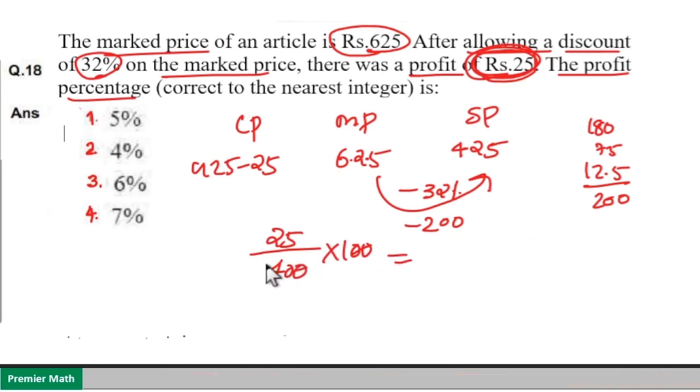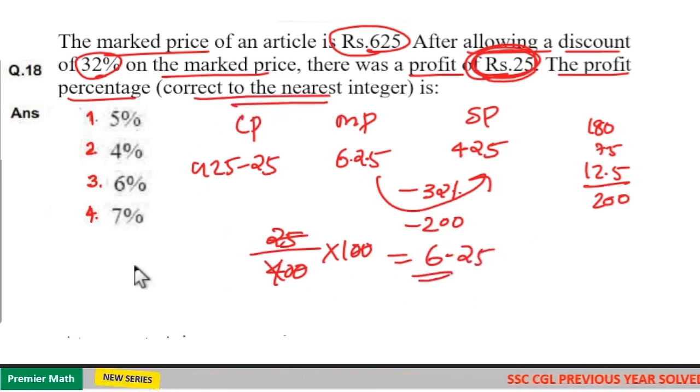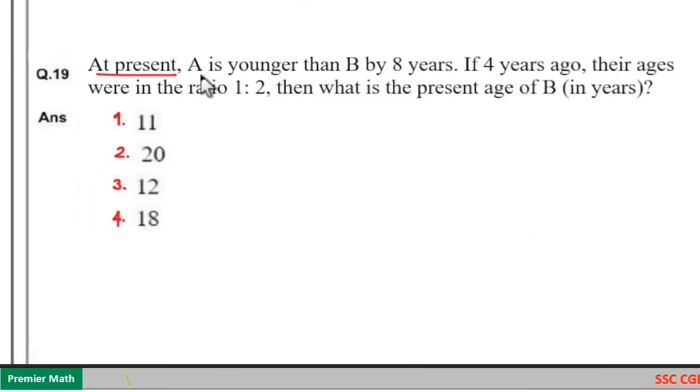25 by 4 is... 4 goes 6 times in 25. Now correct to the nearest integer means 6 is your answer. Option 3 is your answer. That is 6%. At present, A is younger than B by 8 years.